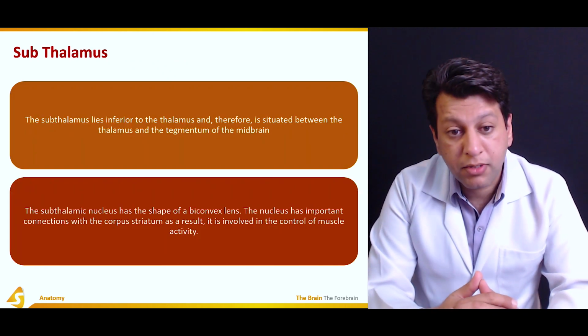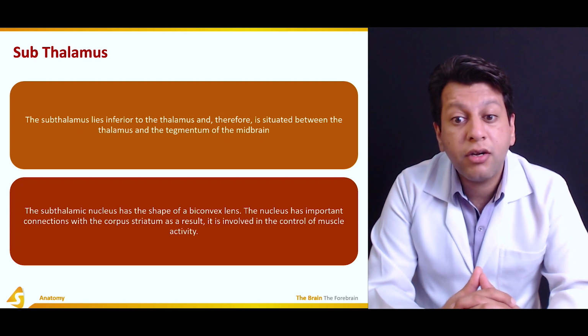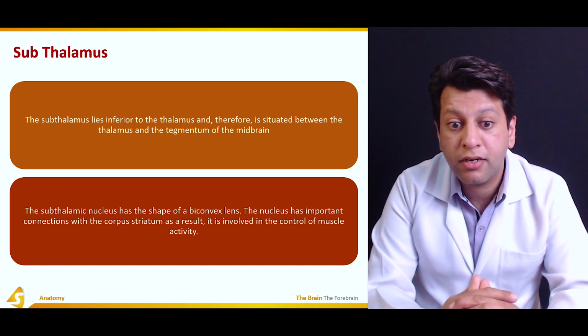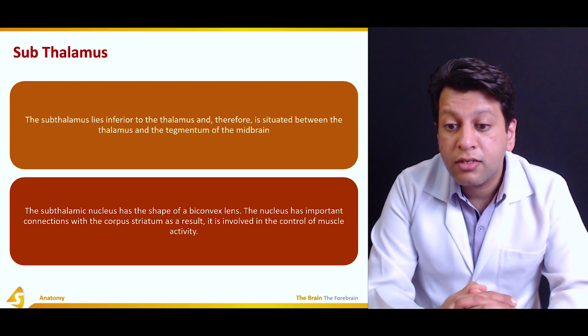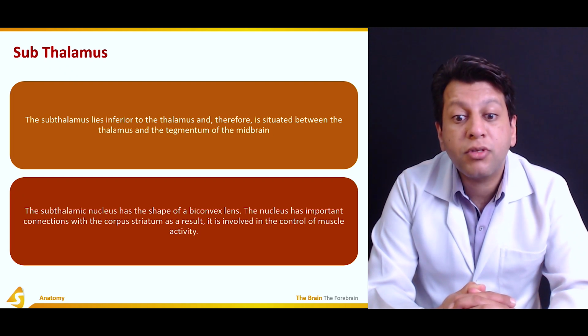Then there is the subthalamus. The subthalamus lies inferior to the thalamus and therefore is situated between the thalamus and tegmentum of the brain. The subthalamic nucleus has the shape of a biconvex lens. The nucleus has an important connection with the corpus striatum. As a result, it is involved in the control of muscle activity.